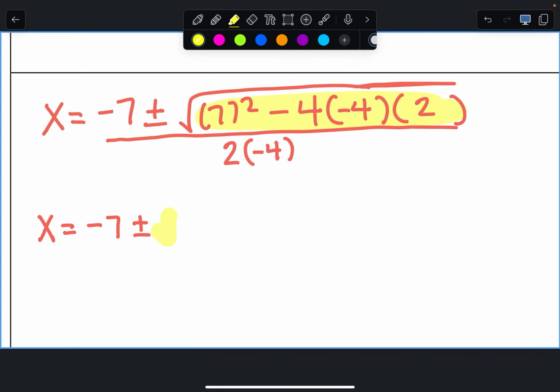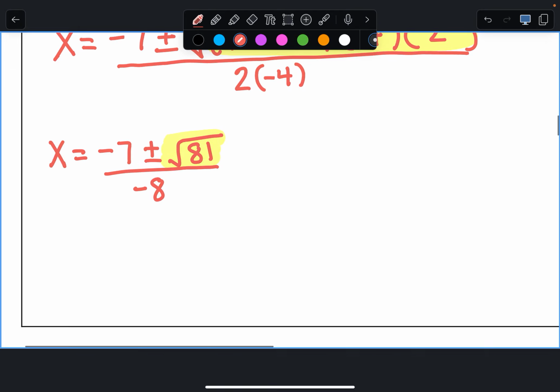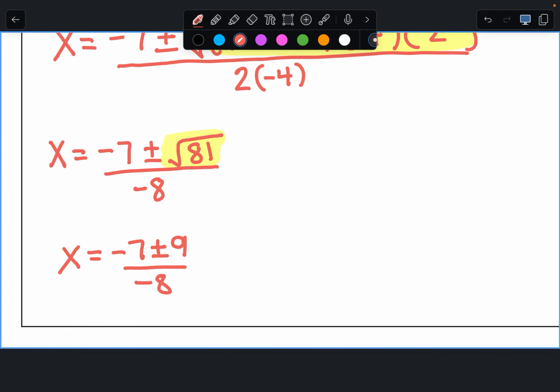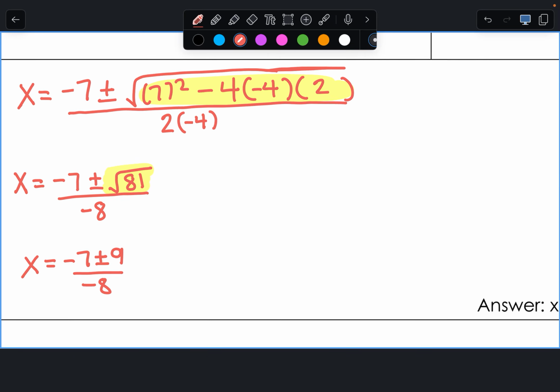Now remember, we did not include the square root yet. And the bottom part was 2 times -4, which is -8. Now we take the square root of the number, which is 9. Do we stop there or do we continue? Continue. Since we have whole numbers on every spot, we can continue.